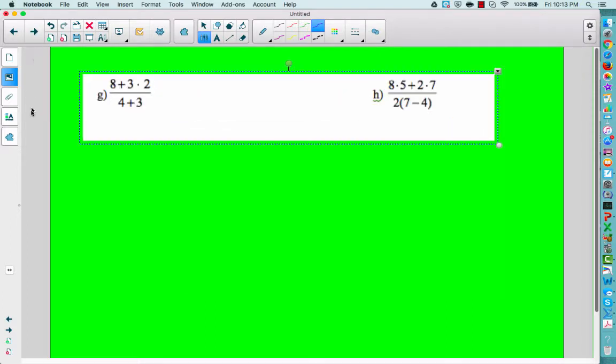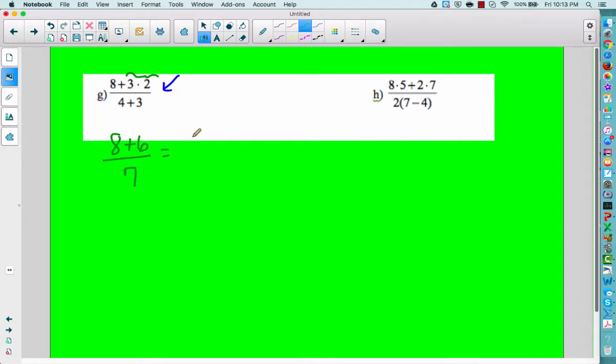All right, now we've got this fraction bar. Remember, the fraction bar is a grouping symbol. So I want to do everything in the numerator. If there's addition and subtraction in the numerator and the denominator, I want to do everything first. So I'm going to do the 3 plus 2 first. So 8 plus 6 all over 4 plus 3, which is 7.